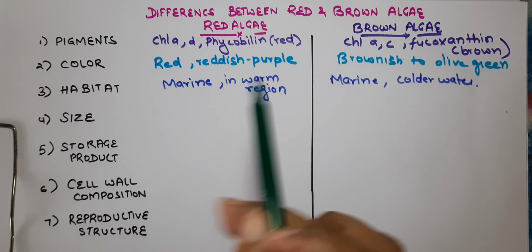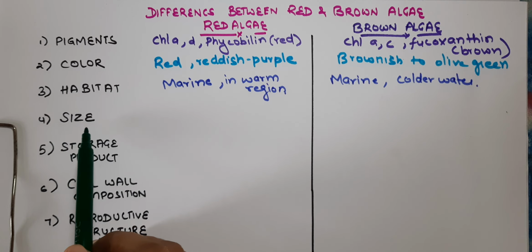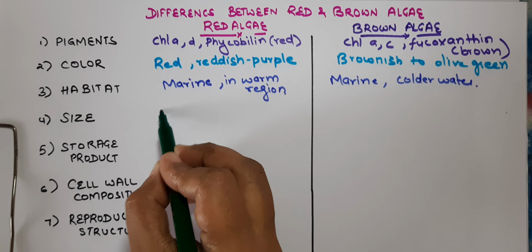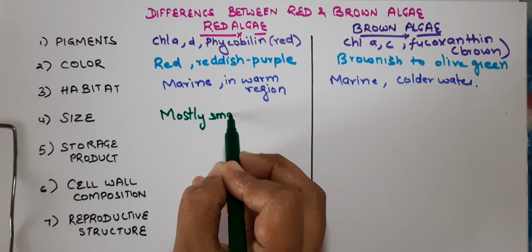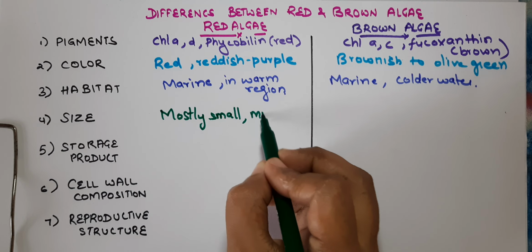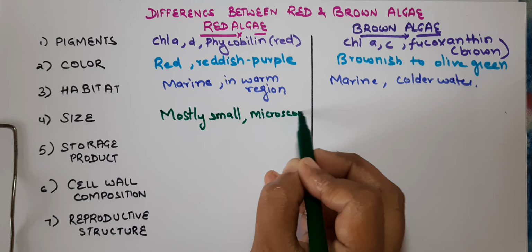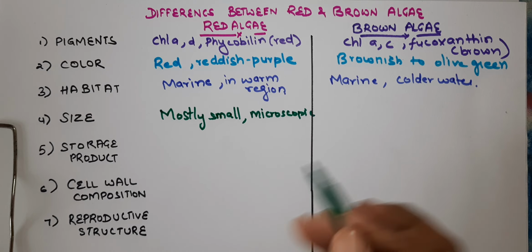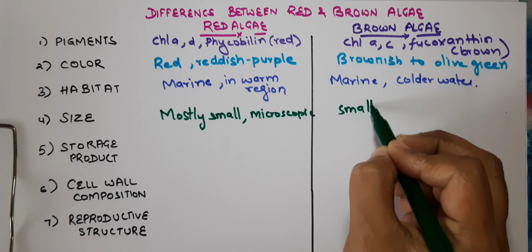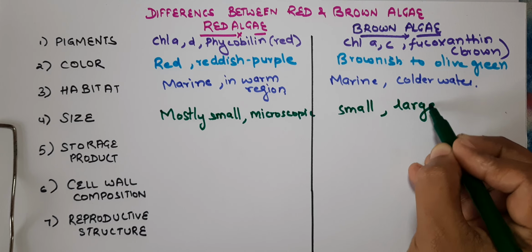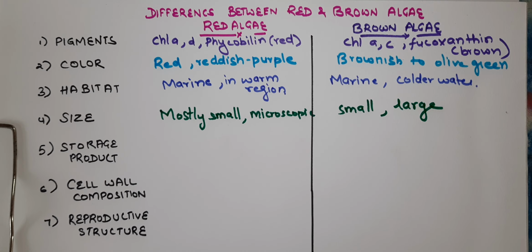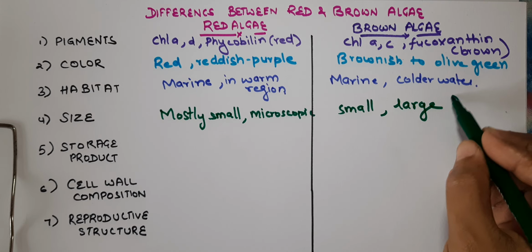The fourth difference between the red algae and the brown algae is in their size. Okay, so the red algae are mostly small, okay, and microscopic also. Whereas the brown algae can be small, okay, and it also has the large forms, like there are kelps, giant kelp, the macrocystis. Okay, so the size of the brown algae will include both small and the large forms.